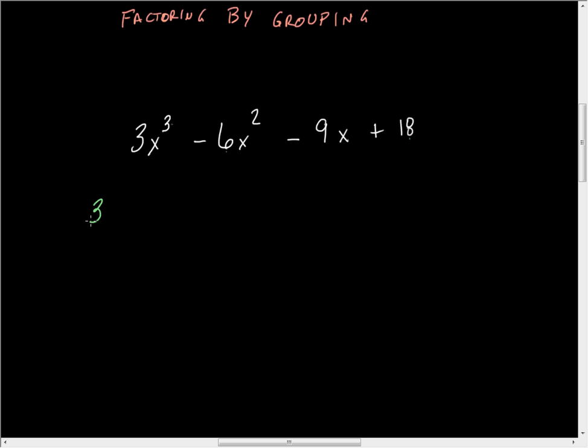And so using our technique from the previous video, I have 3 divided by 3 is 1, and so I just have x cubed. I have negative 6 divided by 3 is negative 2, x squared. Negative 9 divided by 3 is a negative 3, x. Positive 18 divided by 3 is a positive 6. The other 6, the kind without the 1 in front of it.